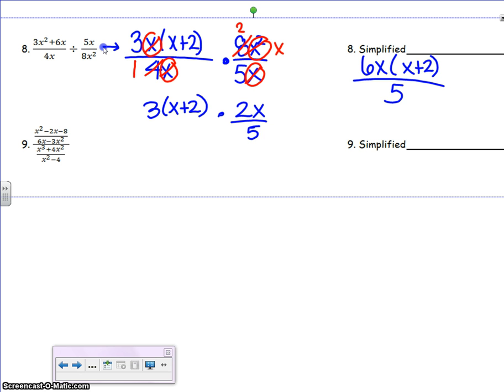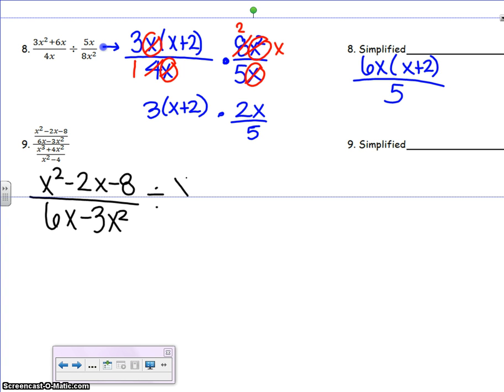All right, let's look at number 9. When we have this complicated fraction, it's important to first rewrite this as a different problem, okay? So we're going to make this x squared minus 2x minus 8 over 6x minus 3x squared divided by x to the third plus 4x squared over x squared minus 4. And now when I go ahead and I rewrite this as a multiplication problem, I'm going to flip the second fraction as I factor.